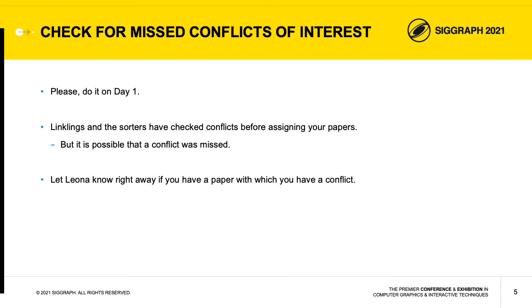As soon as you get the list of papers, please check for missed conflicts of interest. Linklings and the sorters have checked for possible conflicts of interest, but it's possible that we may have missed a few. If you find a conflict of interest that we missed, please contact Leona right away, and we will reassign the paper to someone else.